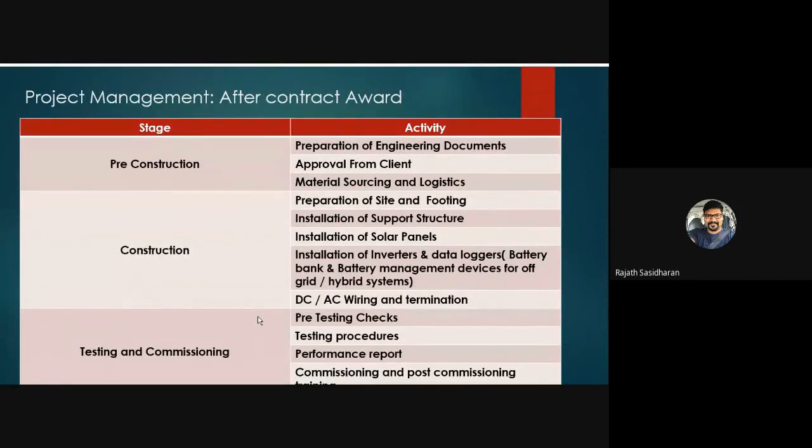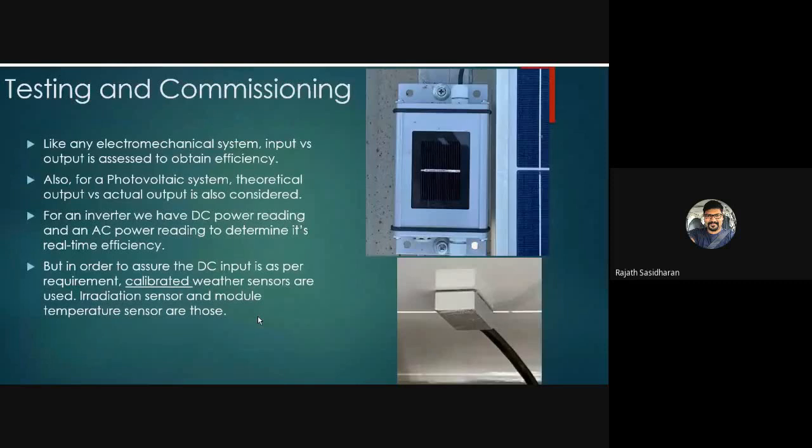Then once the structure is thoroughly done, we put the solar panels on top of it. In parallel, another team can install the inverters, data loggers and battery management equipment, in a different room or in a different area. Once this basic installation is done, we start the wiring and termination. Then we enter the testing and commissioning phase. We start with pre-testing checks. We will go into a little bit of depth on how this is done in the coming slide.